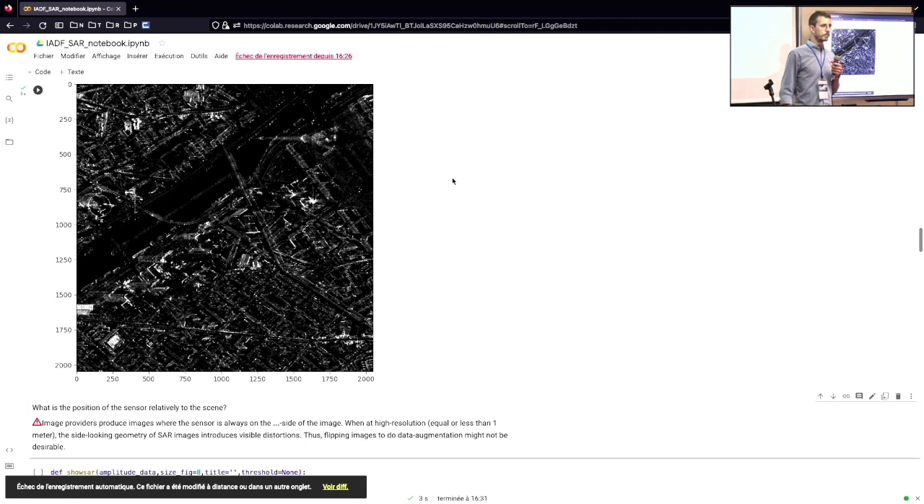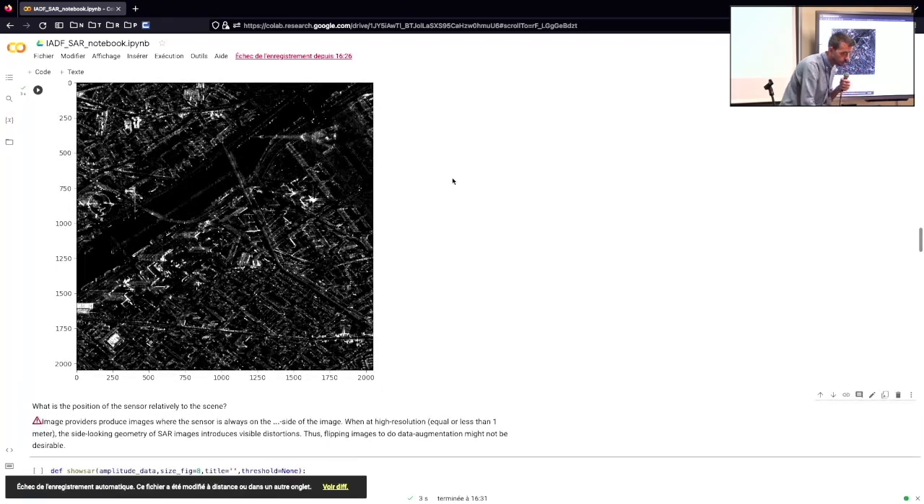Yes, so these distortions are directed from the right to the left, which means that the closest objects to the sensor are the ones that show first. Yes, perfect, exactly. So that's the reason why we can say that the satellite is on the left of the image.